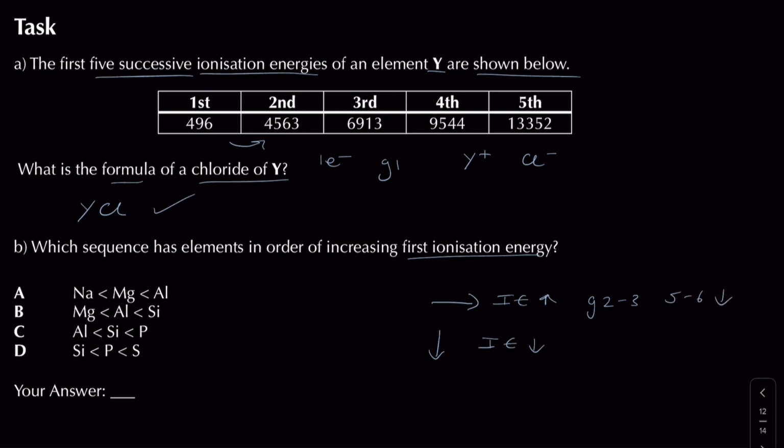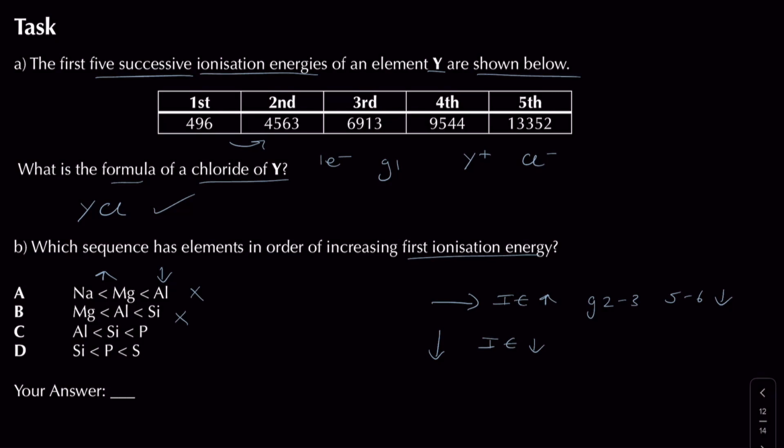But just remember, going across the period between groups 2 to 3, and then 5 to 6, it actually decreases. So we look at this one, we've got sodium, magnesium, aluminium. Sodium to magnesium, it increases, and then aluminium is going to decrease. So that's not going to be the right answer. Look at the next one. Magnesium to aluminium is going to decrease. We know that's going to be incorrect as well, because aluminium is going to have a lower first ionization energy compared to magnesium.